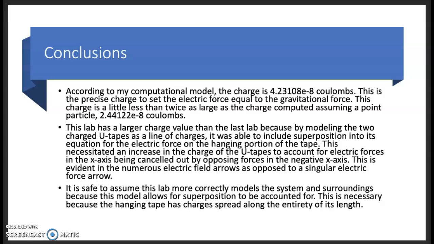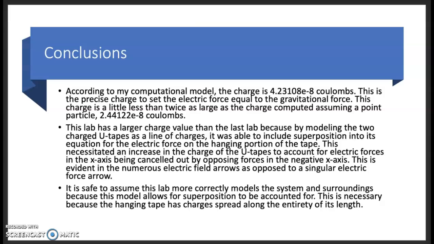This lab has a larger charge value because, by modeling the two charged U-tapes as a line of charges, it was able to include superposition into its equation for the electric force on the hanging portion of the tape. This necessitated an increase in the charge of the U-tapes to account for superposition. This is evident in the numerous electric field arrows as opposed to a singular electric force arrow.